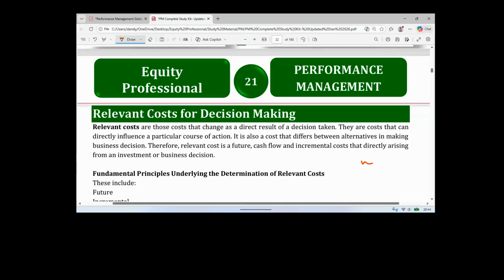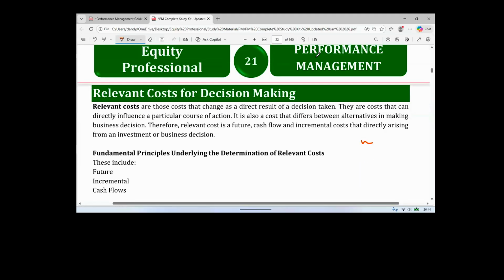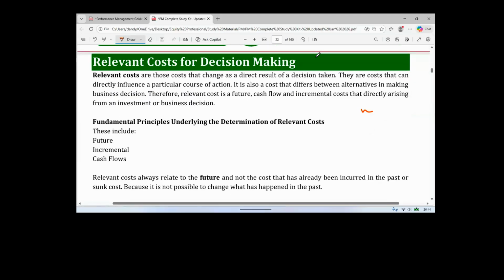Because I don't know what the examiner will test in the next coming exam, that's why you have to take every topic very seriously. All right. So let's dive straight into discussing what relevant cost is. What do you mean by relevant costing?